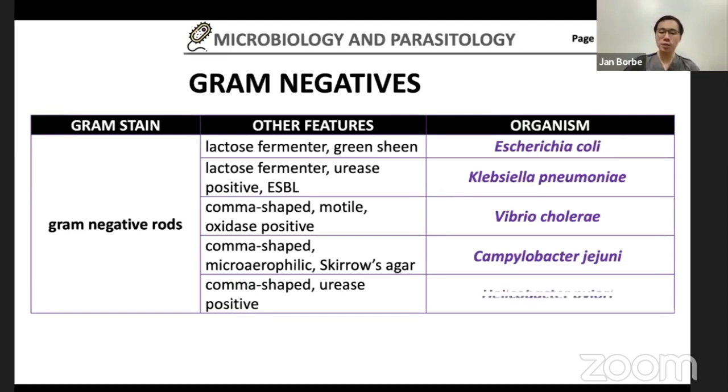Comma shape that is urease positive, you think of Helicobacter pylori. The urease test, remember the urea breath test. This is our bread and butter; we do this every day. H. pylori testing, EGD, endoscopy, then taking a sample for H. pylori testing. And that is based on the ability of the organism to produce urease.